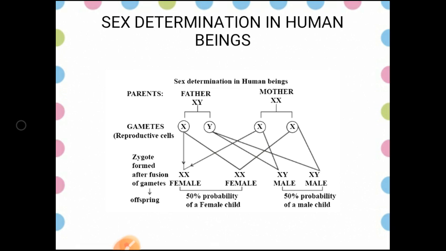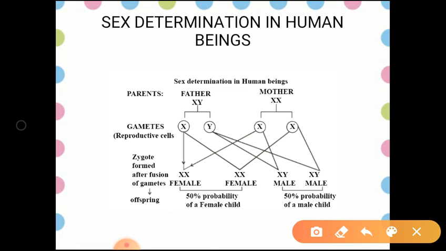So, first let us study the sex determination mechanism seen in human beings. The total number of chromosomes present in a human being is 23 pairs. The first 22 pairs are called autosomes and the last one pair is called the sex chromosomes. Clear? In a male, the 23rd pair consists of X and Y chromosomes, but in a female, the 23rd pair has XX chromosomes.